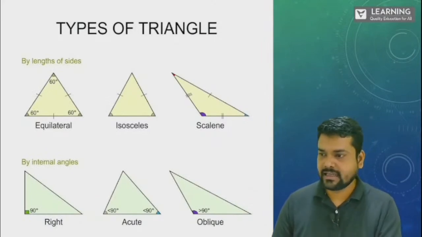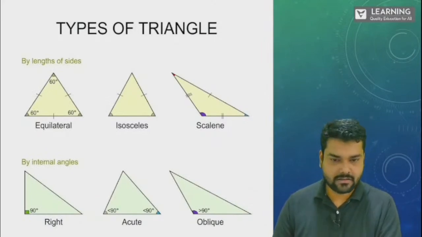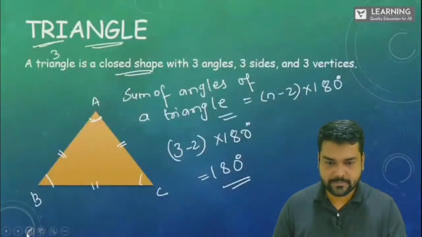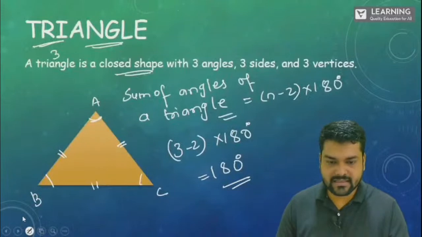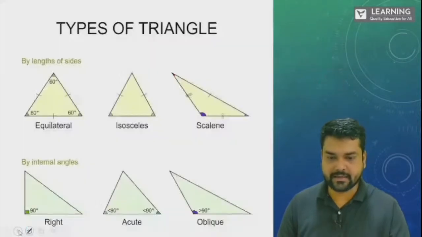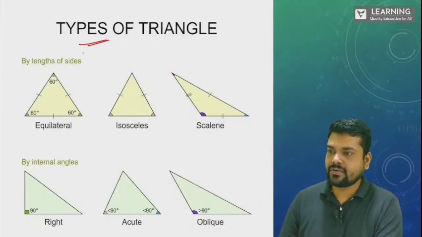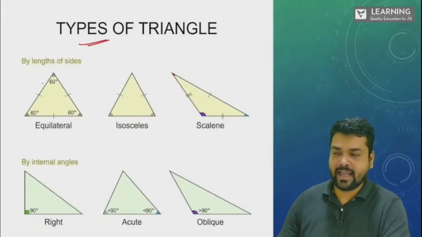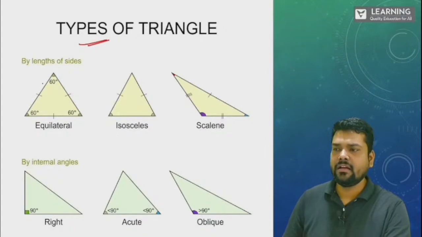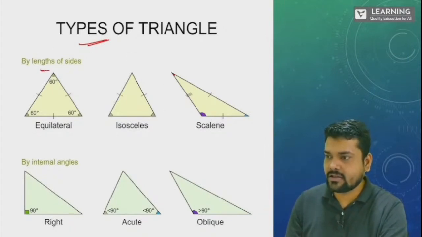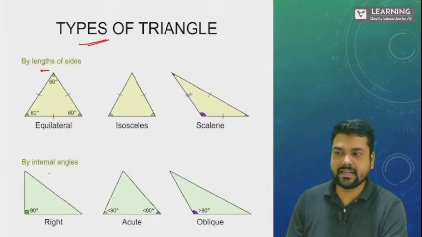So for this I will just change the color. I'll just change the color of my ink. So here I have the types of triangle, and we know that triangles are basically classified in two ways. First, according to the length of the sides, and second, interior angle.